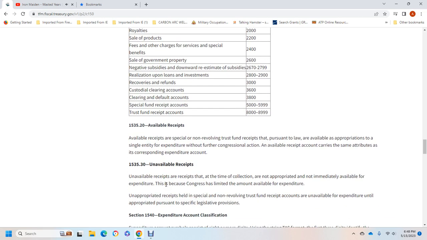1535-20 available receipts: special and non-revolving trust fund receipts collected for the purpose of being available for operations of a single item, or expenditure without further congressional action. Available receipt accounts carry the same symbol as the corresponding expenditure account.